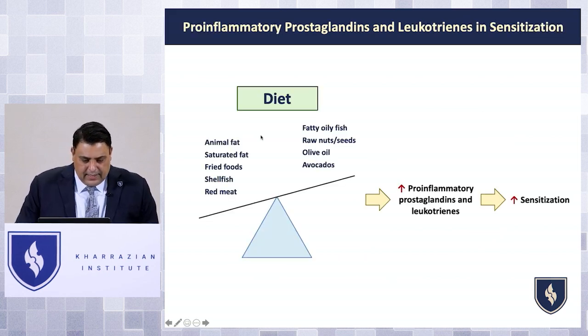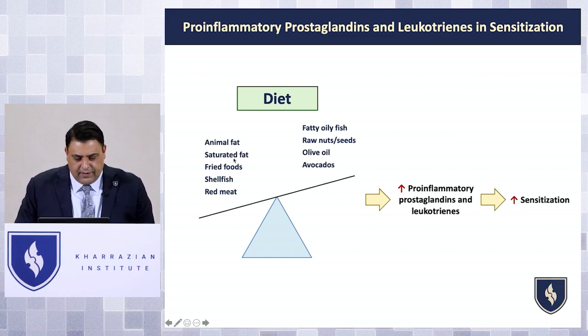Okay. Now, here you can see things like diet. If the diet is really high in animal fat, saturated fat, fried food, shellfish, red meat, the standard American diet, and low in fatty, oily fish, which doesn't include fish sticks, raw nuts and seeds, which does not include peanut-covered M&Ms, and then olive oils and avocados.